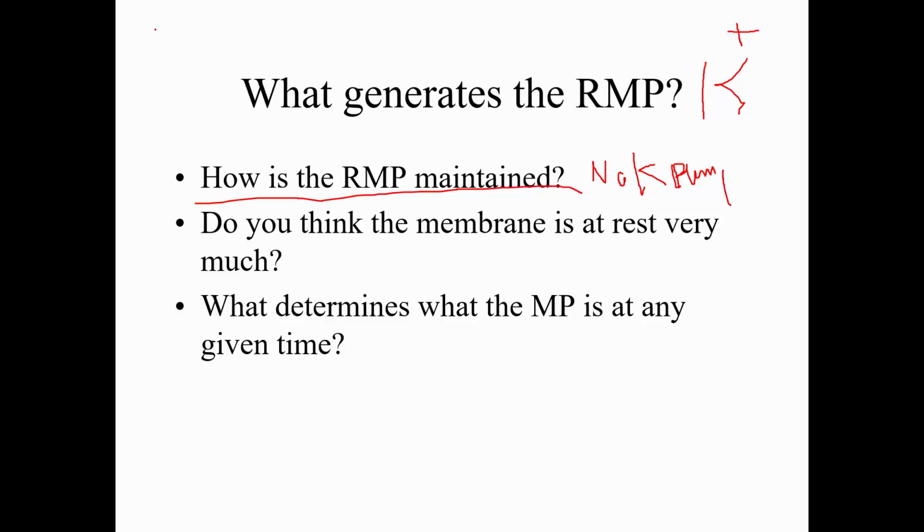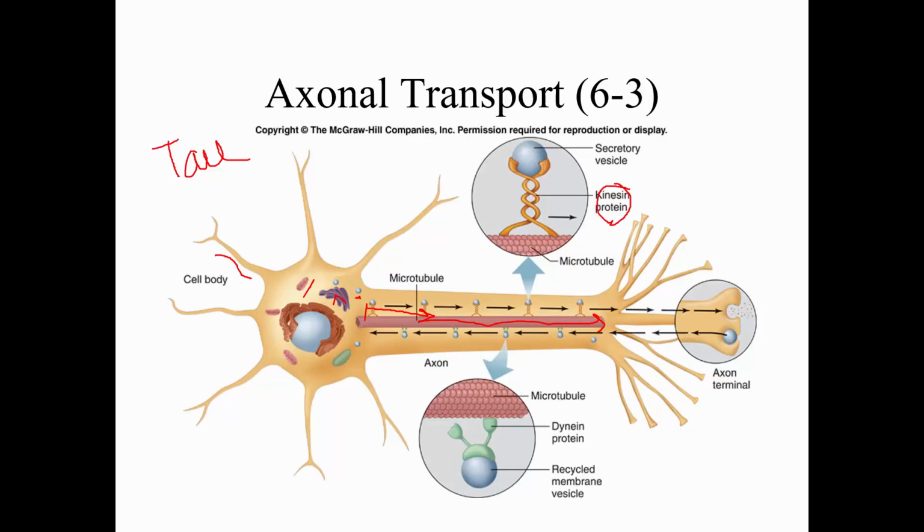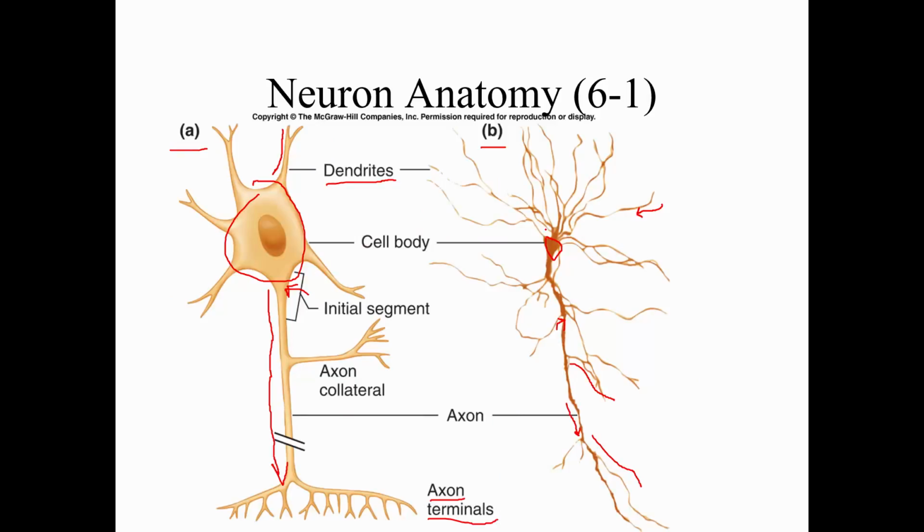Now I ask, do you think the membrane is at rest very much? Let's stop and think about that. A particular neuron, and maybe I'll just go back to our original picture here. We have a neuron that's got all these dendrites, and we have lots and lots of inputs impinging on all these dendrites and all the cell bodies. And they're releasing neurotransmitter and causing all kinds of events.